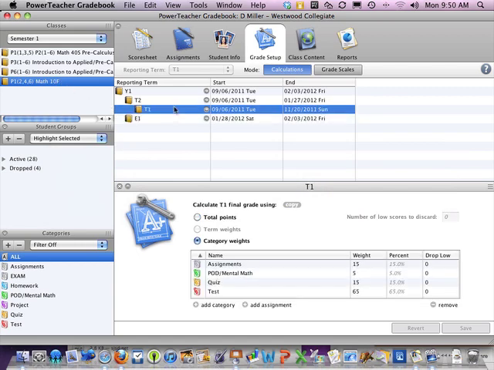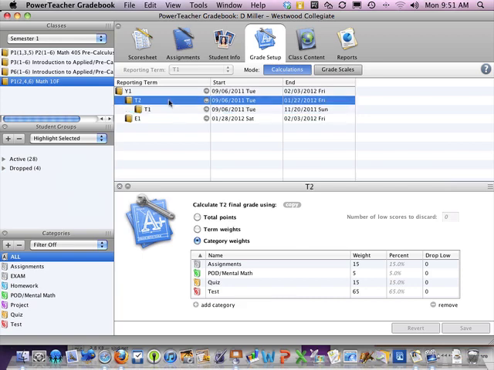In term 1, you'll notice I've got it set up for category weights. Assignments 15, mental math 5, quiz 15, tests 65. Now, term 1 is set up that way. It's important to make sure that everything else is set up in the same fashion. So be sure that you check term 2.